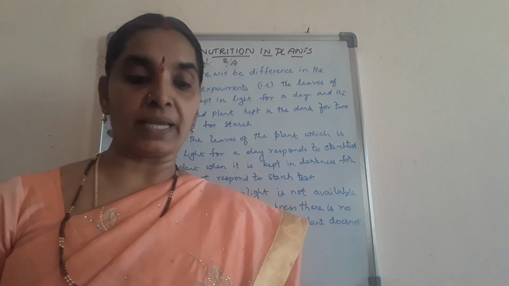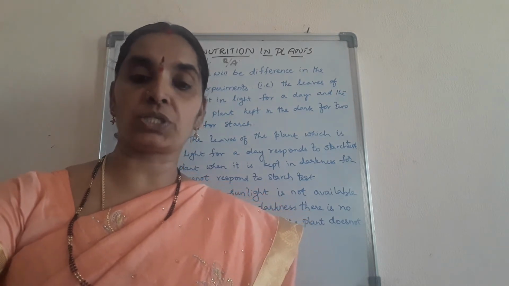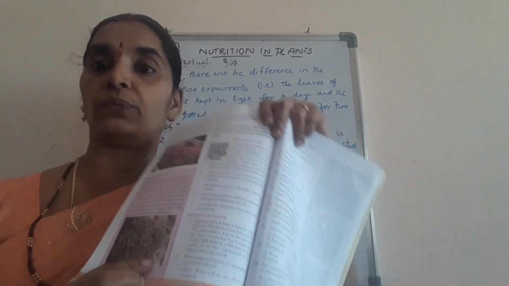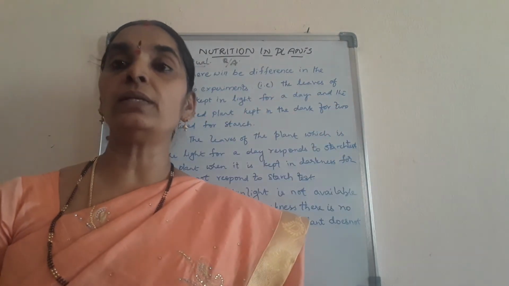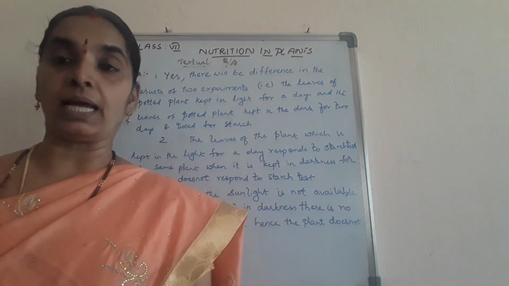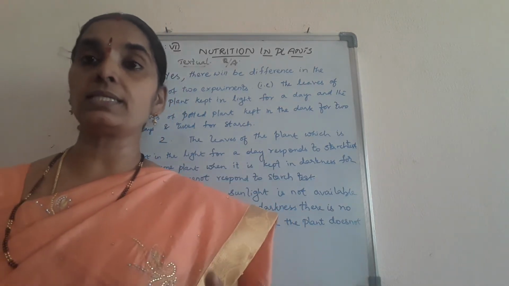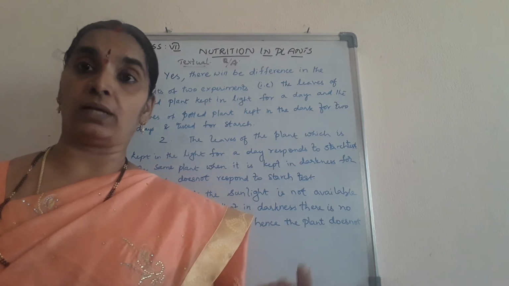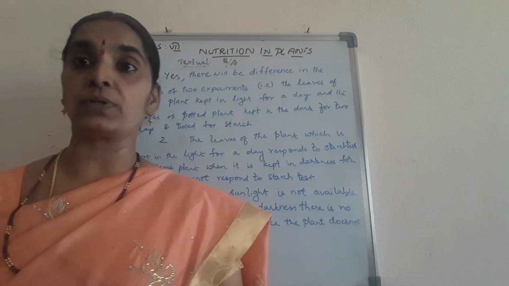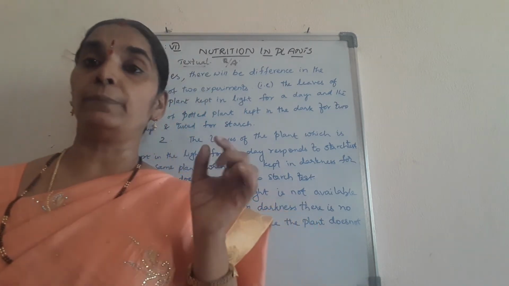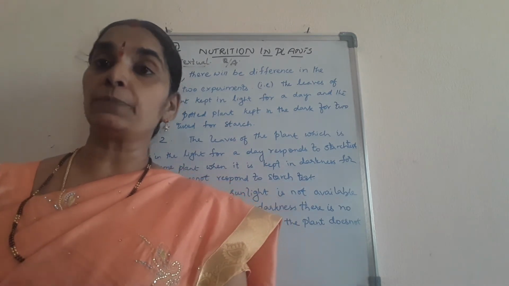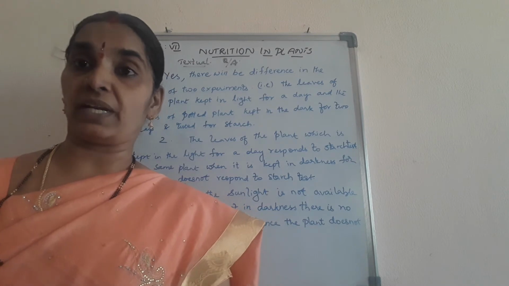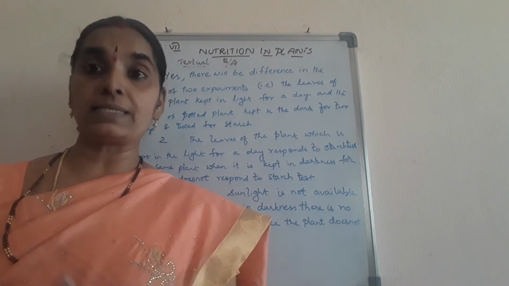Take your textbook, page number 102, children, and the questions, Improve Your Learning questions, are being given here. You can see the first question here. It is given: a potted plant kept in sunlight for 1 day responds to the starch test, but the same potted plant when it is kept in the dark for 2 days doesn't respond to the starch test. What is the difference? Why is it so? What is the reason for this?